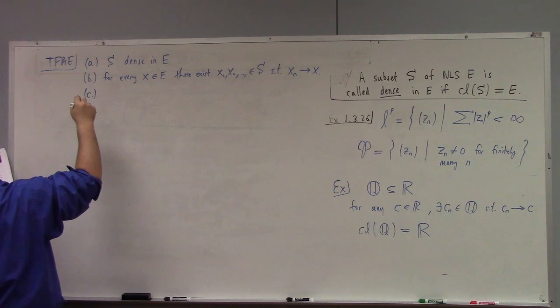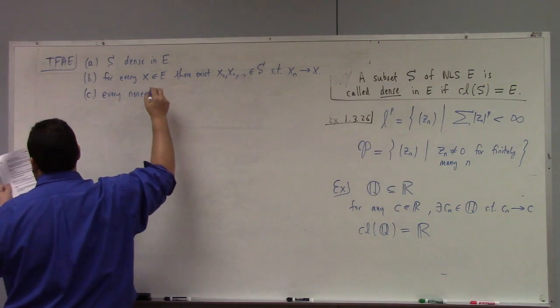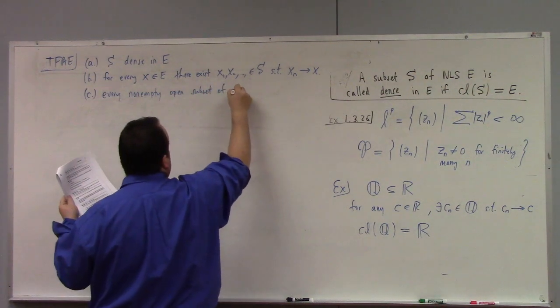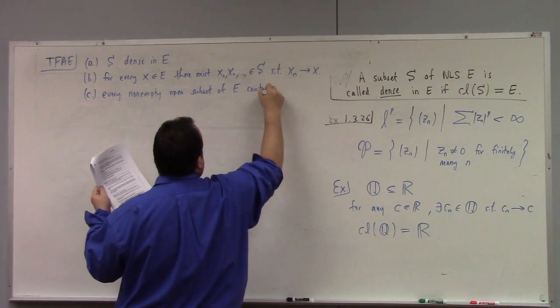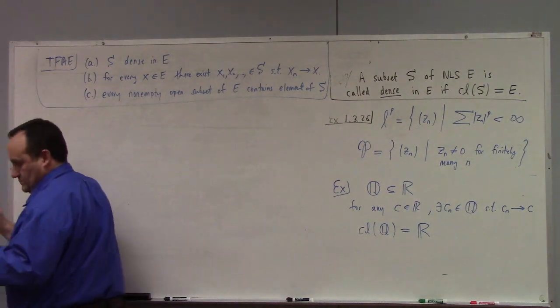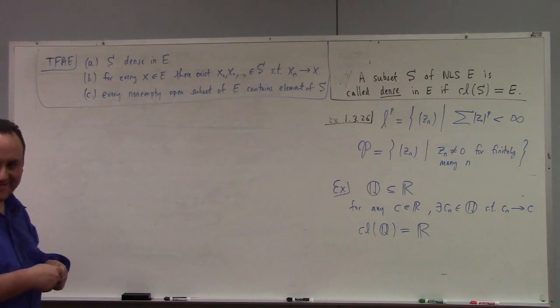And then C, every non-empty open subset of E contains an element of S. So these are convenient ways to characterize density. All right, and again, the proof is an exercise.